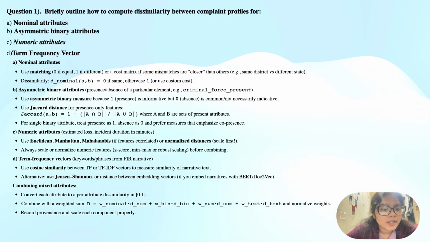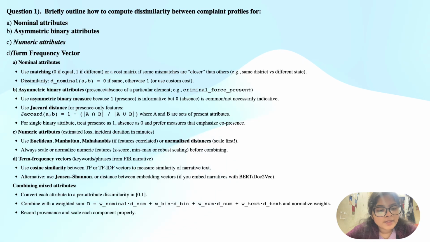In nominal attributes we use matching: 0 if it is equal and 1 if it is different, or a cost matrix. We also calculate dissimilarity by the total number of attributes that do not match divided by the total number of nominal attributes, and if it is 0 then the things are the same, and otherwise 1.